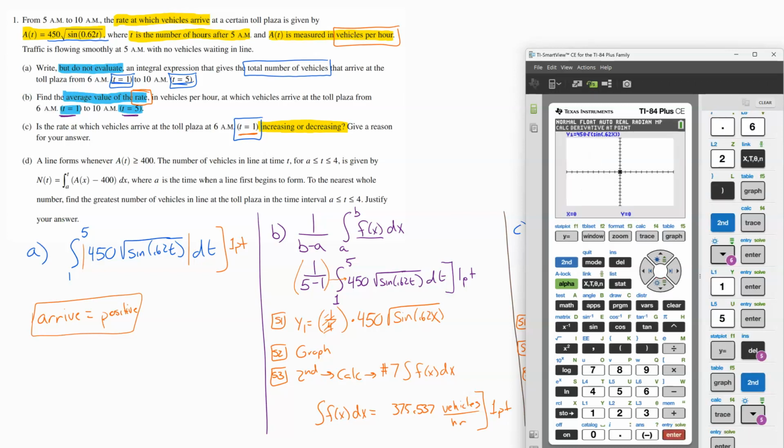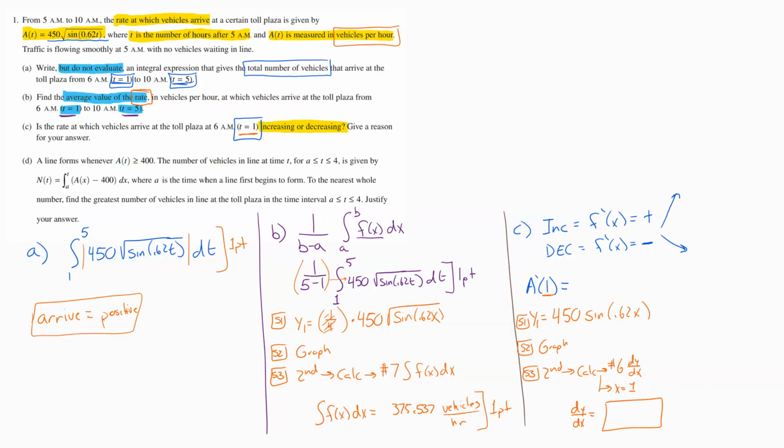Then we tell it where to take the derivative. We want the derivative at 1. So I type in 1, I hit enter, and then at the bottom of the screen you can see that it says dy dx equals 148.947. So a prime is equal to 148.947. Getting that much out right there, that's 1 point.